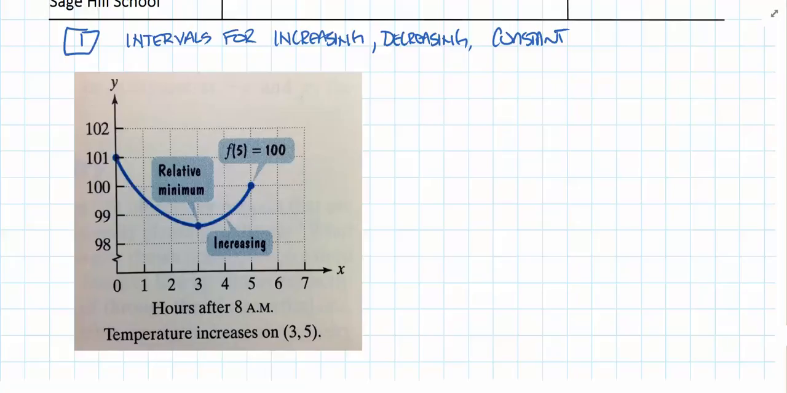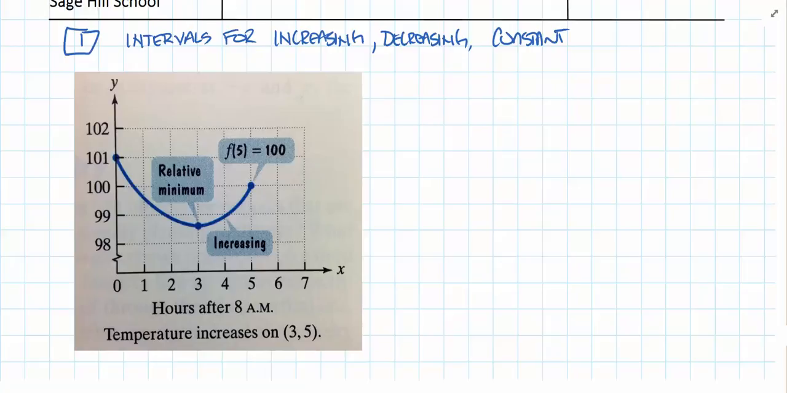So I'm just going to ask you right off the bat here, what is this graph comparing? What versus what? Hours to what? To temperature. Okay, so we're comparing hours to temperature. And notice that the graph tells us that it's hours after 8 a.m. So if there's a 1 there, what time would that really be? 9. So 2 is 10, and so on and so forth.